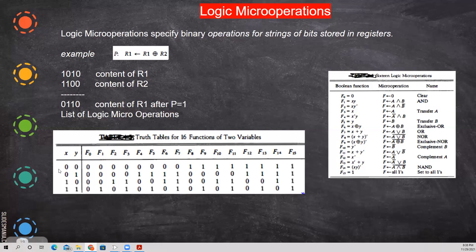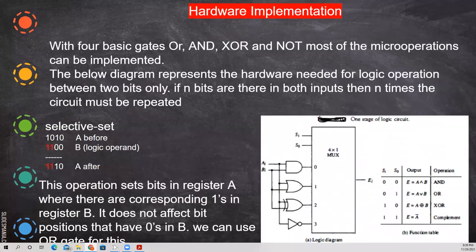But when you take the respective one and reduce the equation, you will have this equivalent equation. Now, with four basic logic gates, AND, OR, XOR and NOT, most of the micro operations can be implemented. So what are they? We will see how the four basic gates, AND, OR, XOR and NOT, can be implemented. This is how it can be.